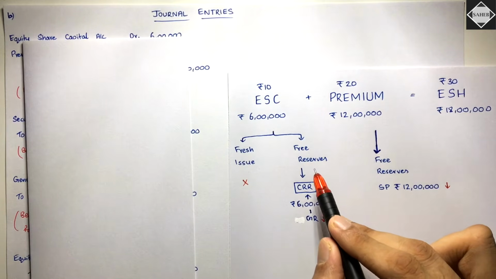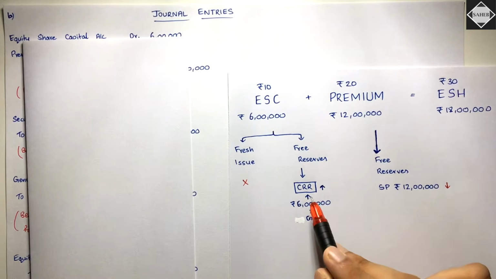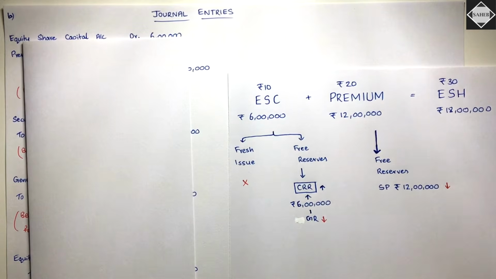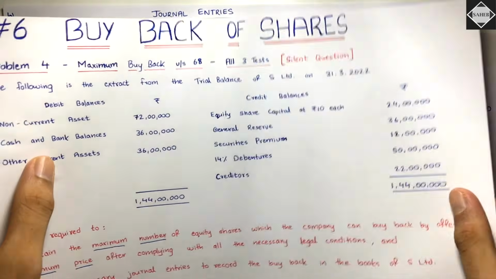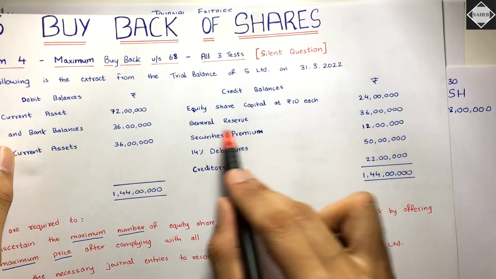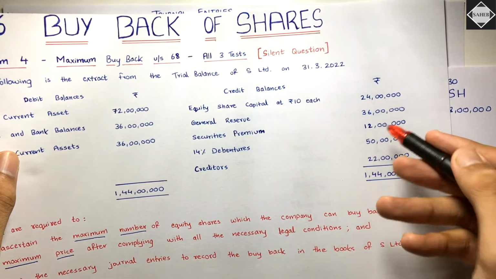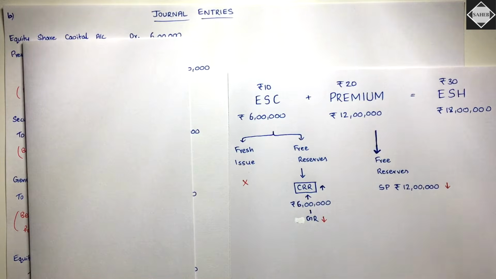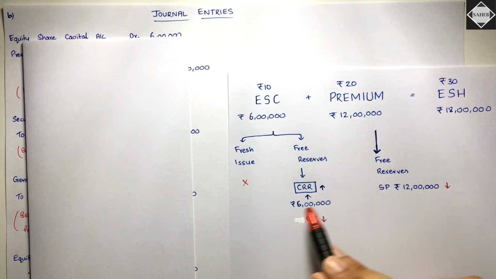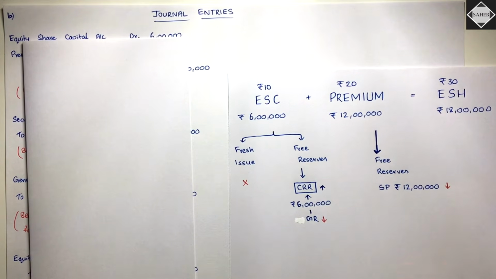We are utilizing the free reserves to create CRR, capital redemption reserve. So 6 lakh we have to create. See here we have free reserve, general reserve of 36 lakh. So of course we can take 6 lakh from the general reserve and create a CRR, and that's what we did. By this we have complied with the Companies Act, and then we have to pay off the equity shareholders the 18 lakh.